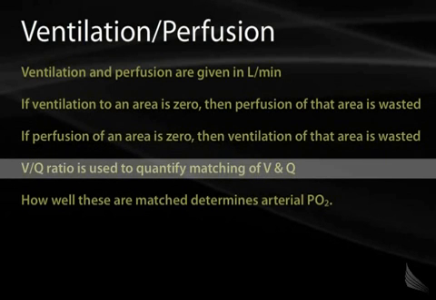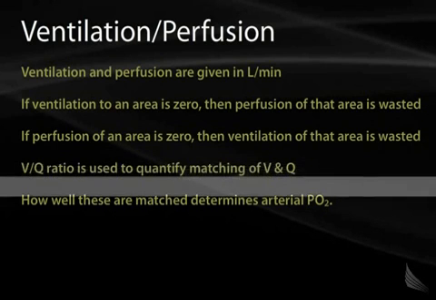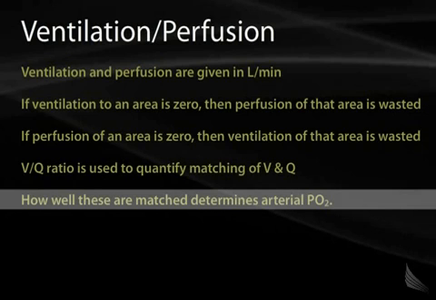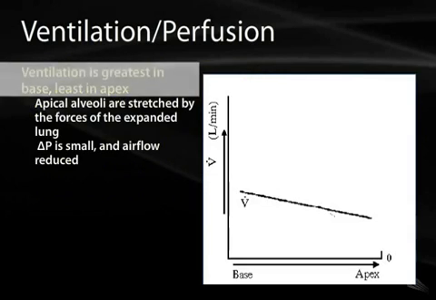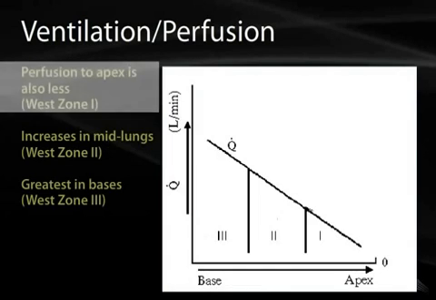VQ ratios help quantify how well we match ventilation and perfusion. And how well we do this determines our arterial PO2. Ventilation is greatest in the base and least at the apex, but it doesn't change that much. Perfusion is also greatest at the base and least at the apex. However, there's a large change in perfusion as we go from the apex to the base.